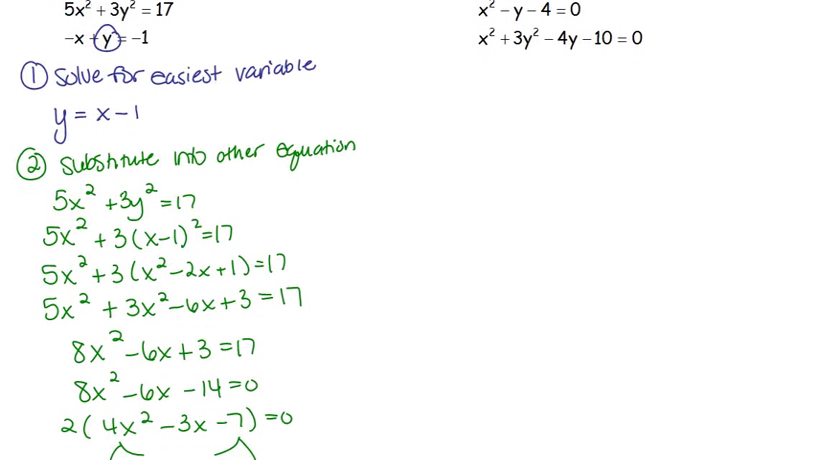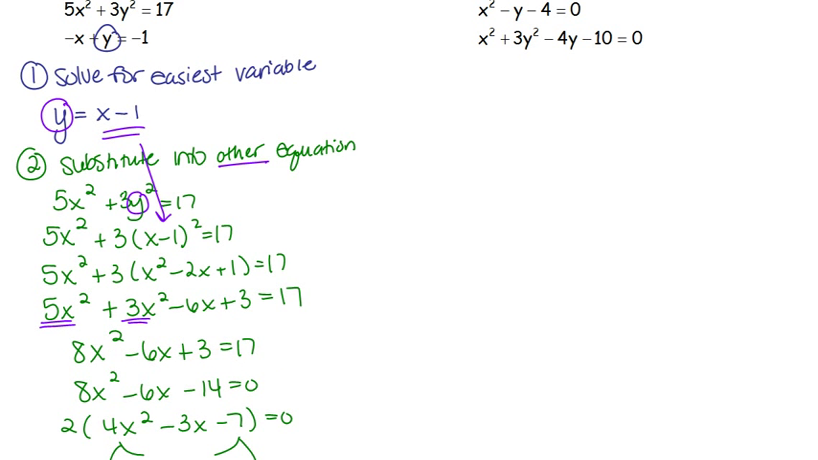Step 2. Since we solved for y in the second equation, I'm going to substitute that back into the other equation, which would be equation 1. Since I solved for y, I'm going to replace y with x minus 1. Again, you're squaring that quantity, which means you are foiling it to get x squared minus 2x plus 1. Then you distribute the 3. The 3 is not being squared here, only the y. So you FOIL the x minus 1, and then you distribute the 3 throughout. Then you combine your like terms to get 8x squared minus 6x plus 3.